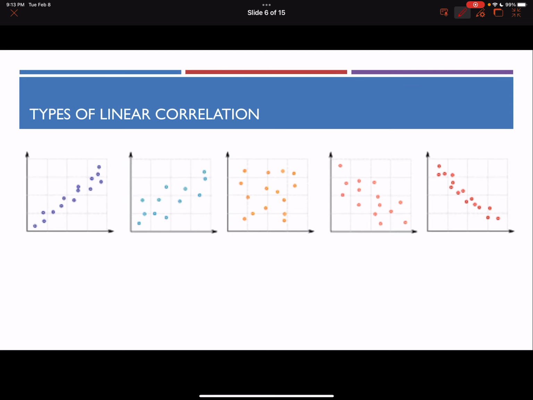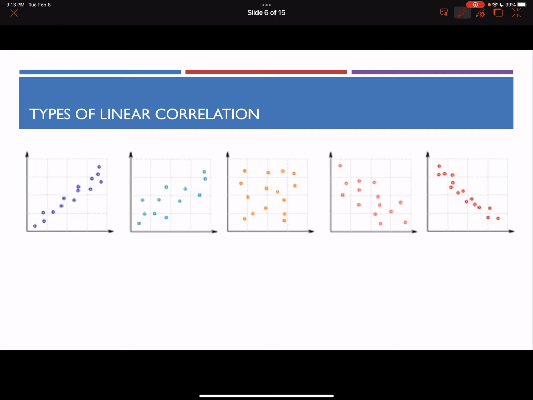So now that we know what linear correlation is, let's talk about different types of linear correlation. If you look at all of these different scatter plots, you're going to notice some of them are kind of closer together. Some of the points are closer together than others. And if the points are closer together, then the pattern is strong.